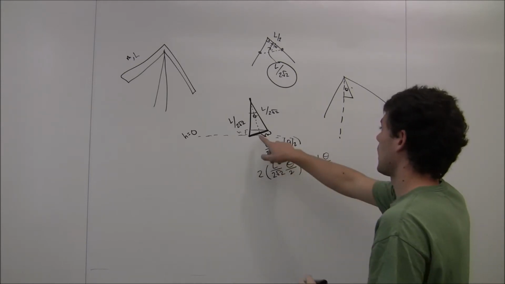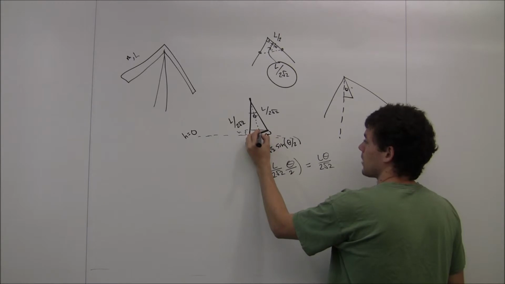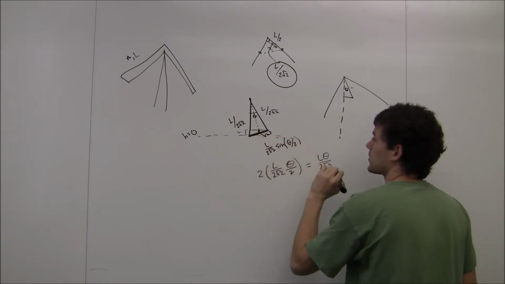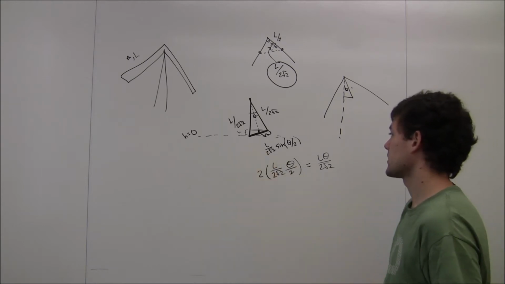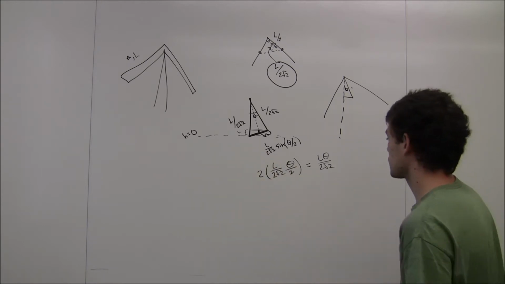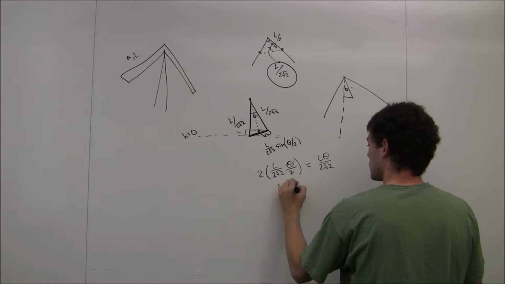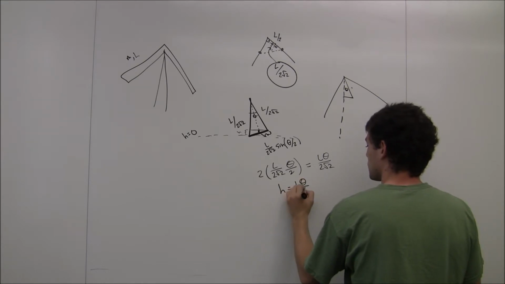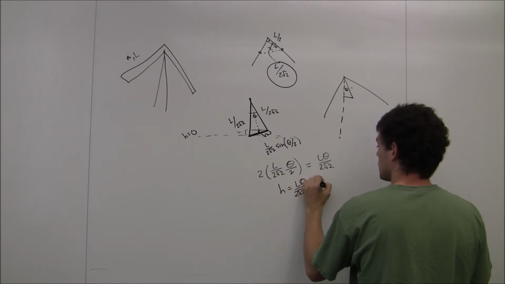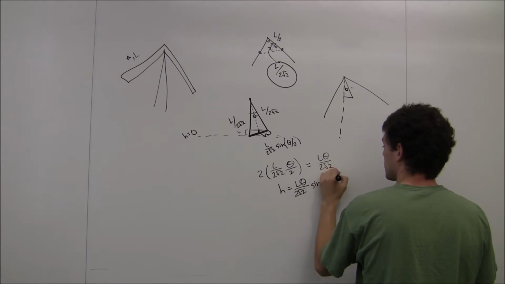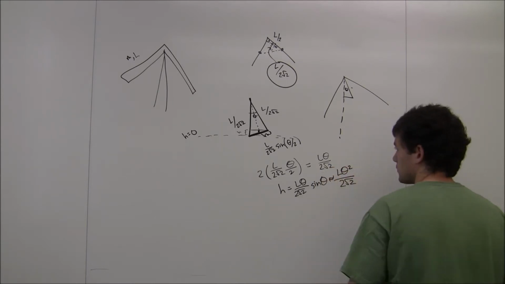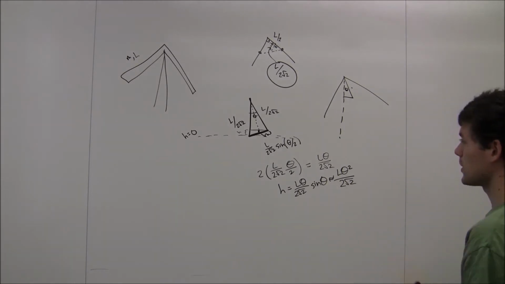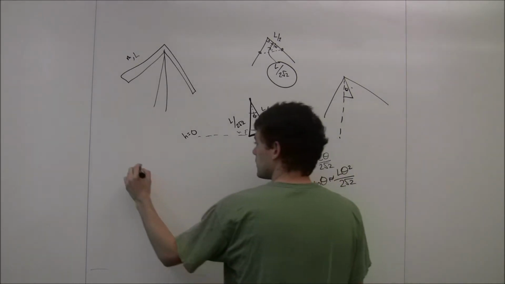And now we know that this angle, this small angle right in here, is also going to be theta, just by doing a little bit of trig. And so that tells us that h is equal to L theta over 2 root 2 times the sine of theta, which again is approximately L theta squared over 2 root 2. So now we can use this to find the total energy.